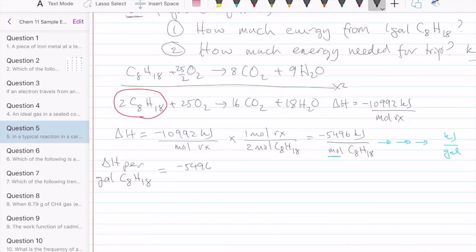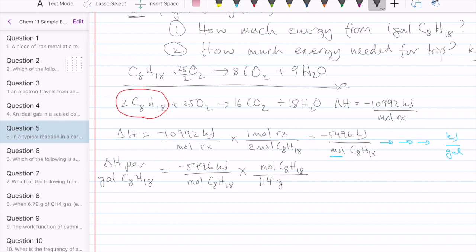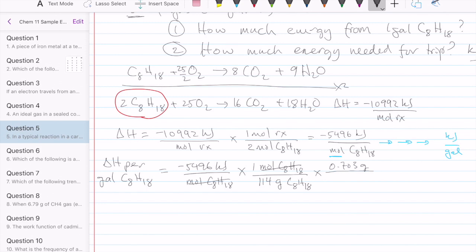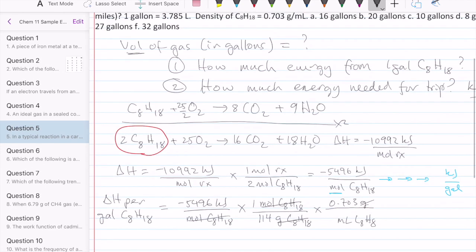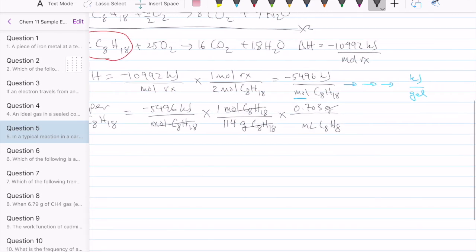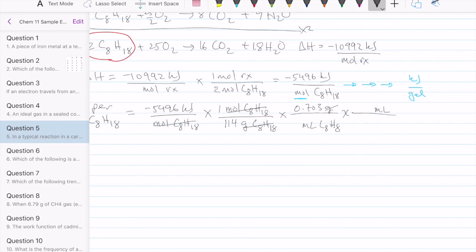I'm going to start with my 5496 kilojoules per mole, and then I can convert this to mass by using my molar mass, 114 grams in 1 mole. When I do that, now I have it per gram of C8H18. I need to do a conversion between mass and volume, and that of course is density. So 0.703 grams per milliliter of C8H18. Now I have it per milliliter, but I want it per gallon. I need to do a conversion from milliliter to liter, which is just 1 to 1000. And then I need to do one more conversion, which is liter and gallon, and that's given in the question to be 3.785.